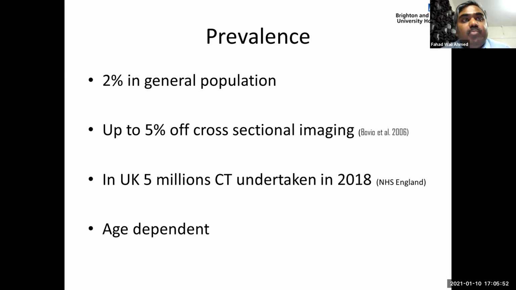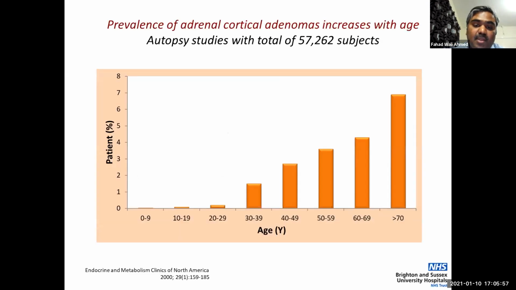Another problem is that our population is aging, and adrenal incidentalomas are more common as we age. In this study, which is quite an old study, we can see that it's quite rare in people aged less than 30. So if a patient has an adrenal incidentaloma below the age of 30, we should investigate this more rigorously. But as we age, this percentage increases, and it can go up to 6 to 8% in patients who are more than 70 years old.